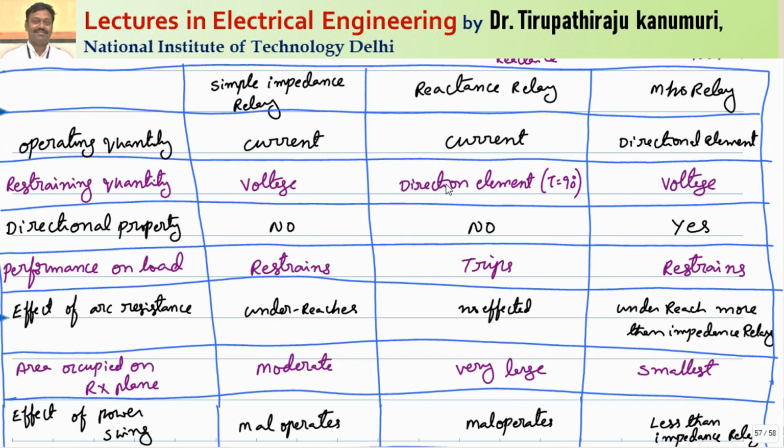So now coming to each relay, the impedance relay is also called the simple impedance relay, then comes the reactance relay and mho relay. First, taking the operating quantity: for the simple impedance relay the operating quantity is current, for the reactance relay it is current, and for the mho relay it is the directional element. And the restraining element, we have seen, will be voltage for the impedance relay, directional element for the reactance relay, and voltage for the mho relay.